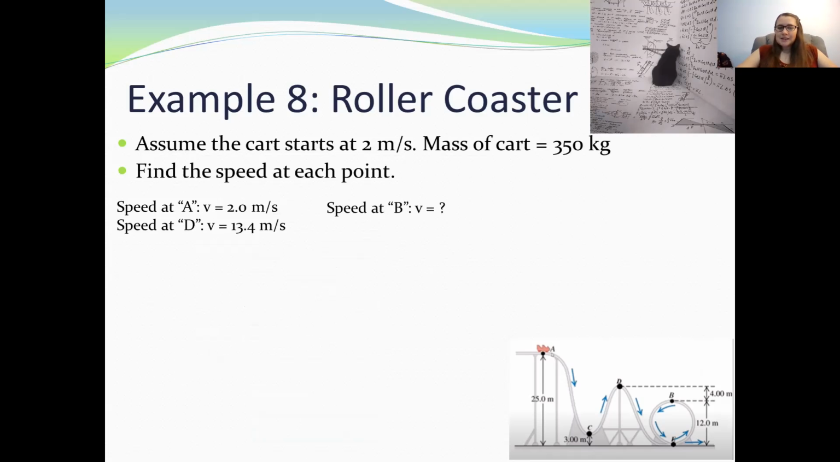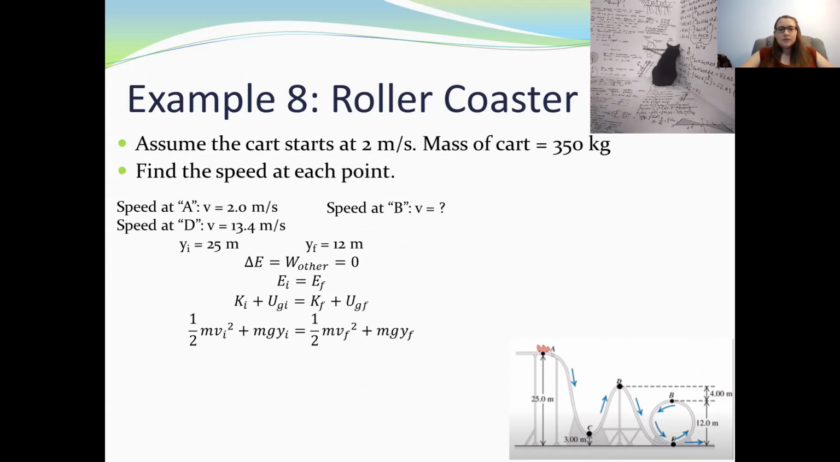So point B is our next highest, and following a very similar process, right? I'm still going to use point A as our initial point, just because we can be sure of those starting conditions. We were given the initial height, we were given the initial speed at point A, so I'm going to keep that as our reference point. But now the height of B is 12 meters. So again, same setup as before. We're not considering friction. So our final energy equals initial energy.